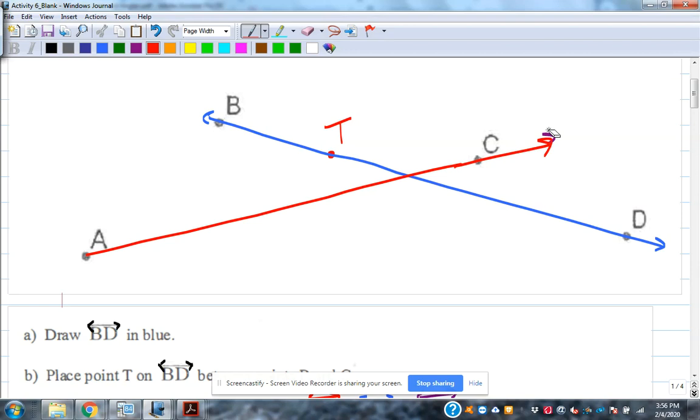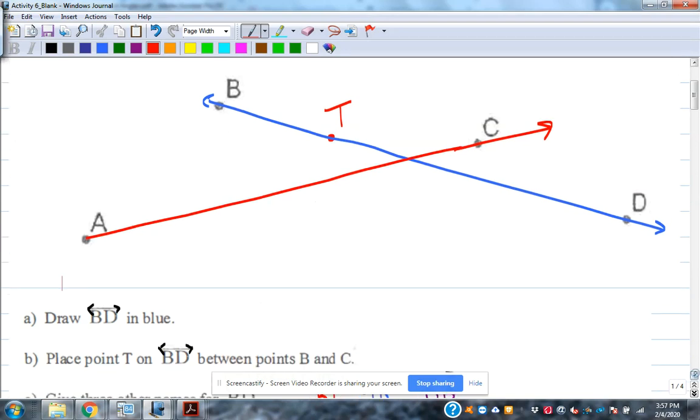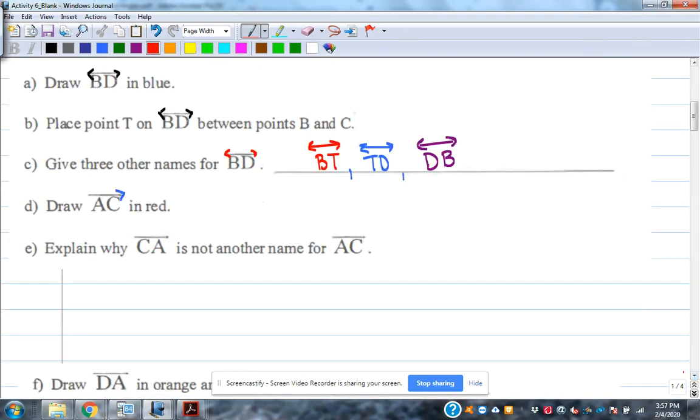So there's ray AC. Part E says explain why ray CA, so that's supposed to be ray CA, is not another name for ray AC.